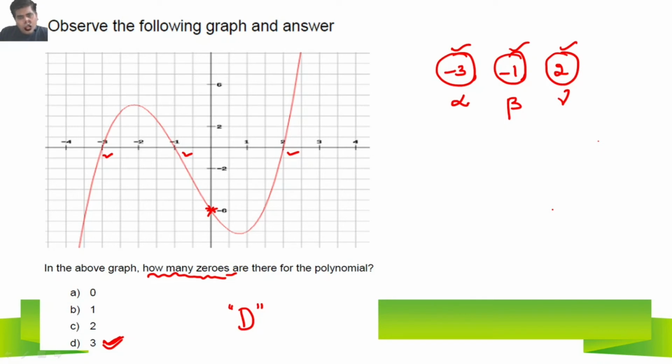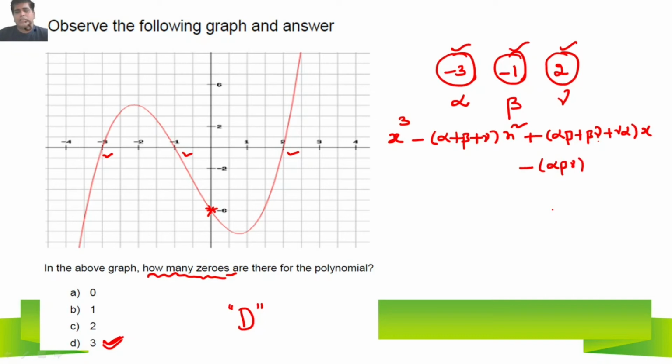So this is the concept you learned in the classes. If alpha, beta, gamma are the roots of a cubic polynomial, how to get the expression? That depends on this formula: x cube minus (alpha plus beta plus gamma) into x square plus (alpha beta plus beta gamma plus gamma alpha) into x minus alpha beta gamma. This gives the cubic polynomial expression. You might already have learned this formula in the regular courses.